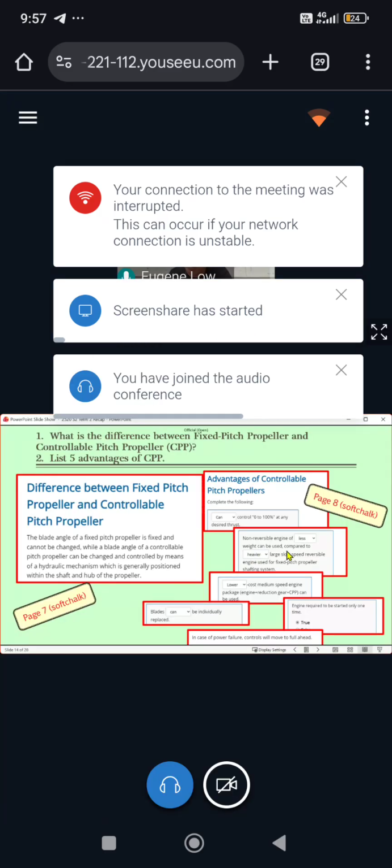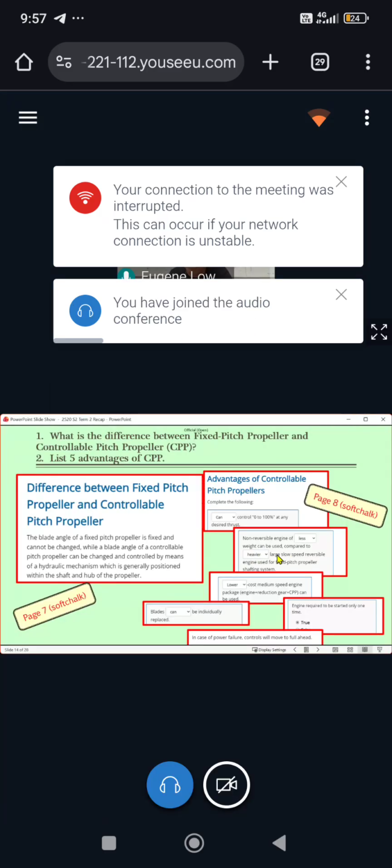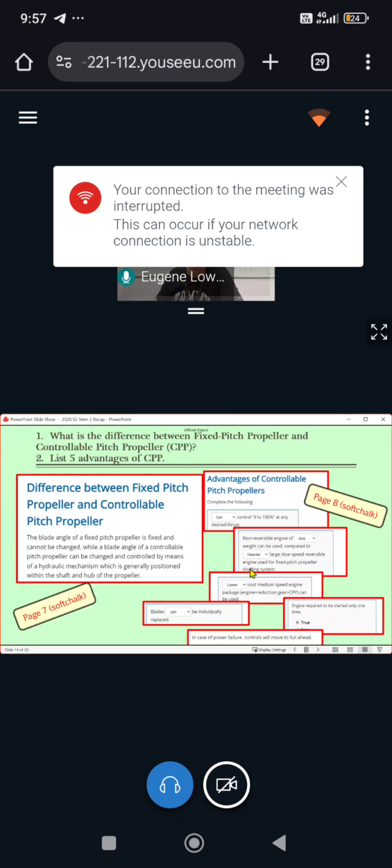A CPP can be used instead of a heavier, large, slow-speed reversible engine, right? Reversible engine usually refers to larger engines, which are usually used for fixed-pitch propellers. And because you are using a non-reversible engine, you have a chance to use a lower-cost medium-speed engine, right? Even together with the reduction gear package and CPP, the low-cost engine system is still a lot cheaper than having a two-stroke slow-speed diesel engine, right?